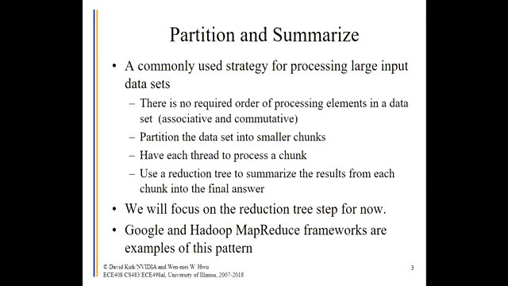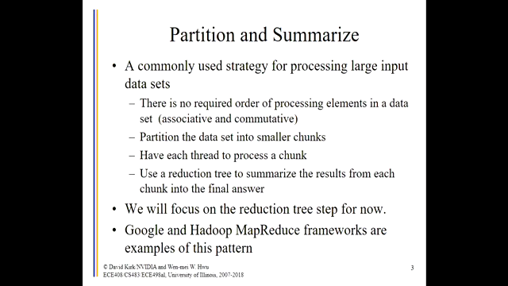And reduction trees are the primary vehicle for us to hammer down the amount of information. So in order to have a parallel reduction tree, we need to make sure that there's no required order of processing in a data set. So this means associativity and commutativity. So for example, when we do addition, integer addition is truly associative and commutative.